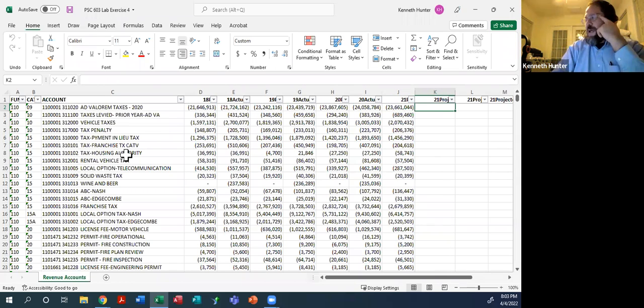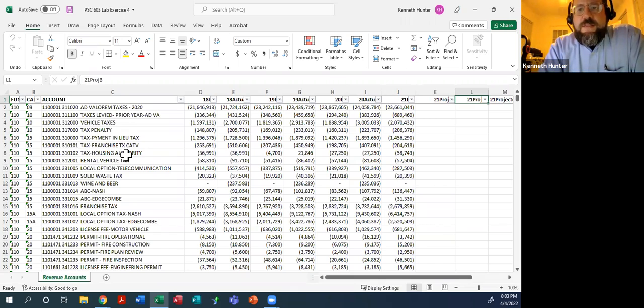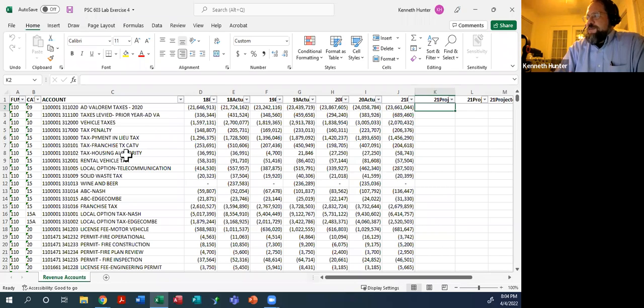So I have an equation I've got to put in here. And you see here, I have 2 different columns, 21 PROJA and 21 PROJB. The reason I do that is that I want to try out 2 different calculations. And then I'm going to take those calculations and average them out to come up with my final projection. For the first calculation, I'm going to base it just on what happened in the last fiscal year.